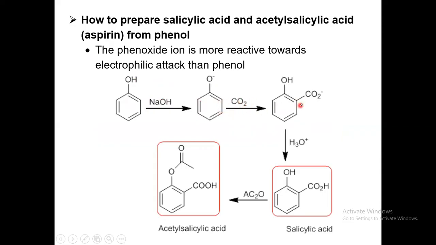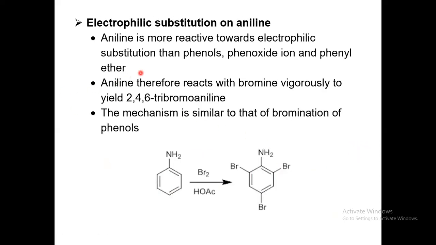Then we add carbon dioxide, before we come and acidify. Good. After acidifying, we get our salicylic acid. Good. Then there we add our acetic anhydride to form our ester up here. And then we get our acetylsalicylic acid, also known as aspirin. Very simple. Good. Now these things you should practice so that you have them off head. Very simple. Good. Now we are done with phenol.